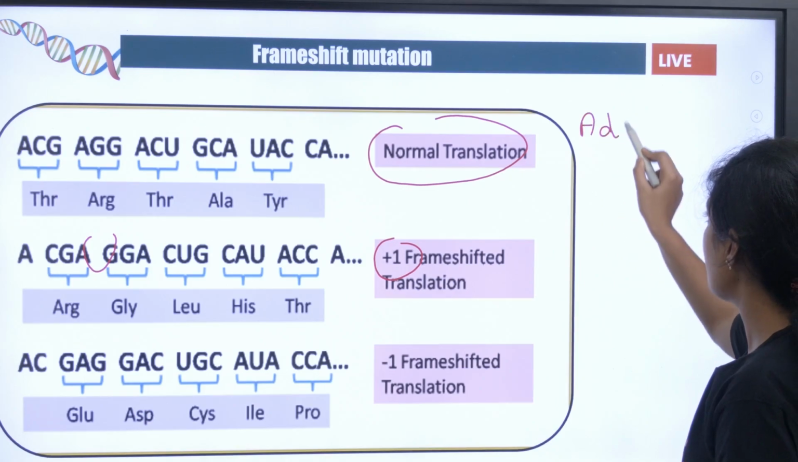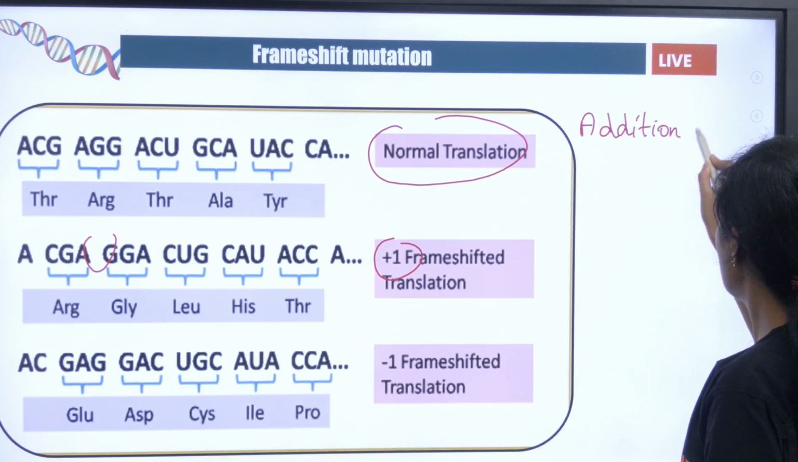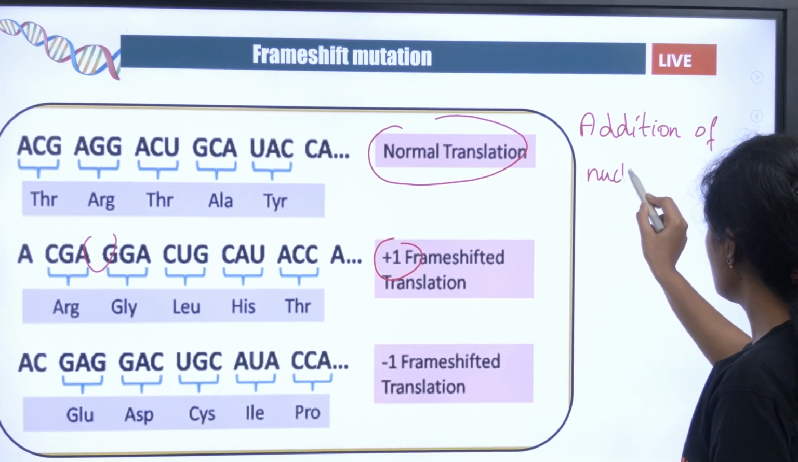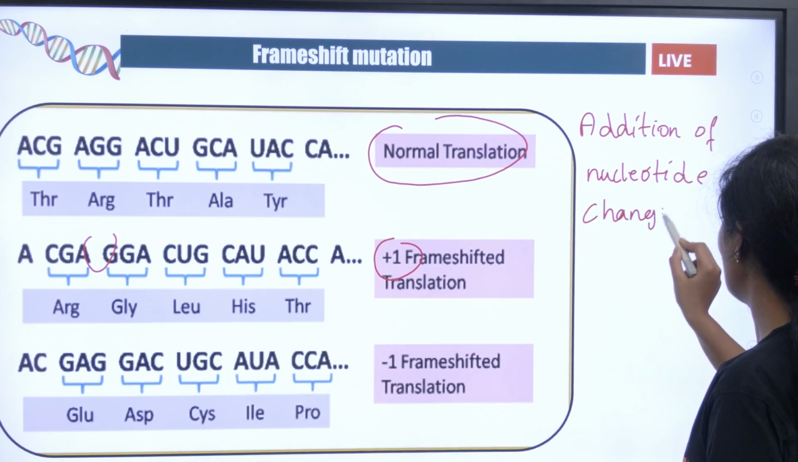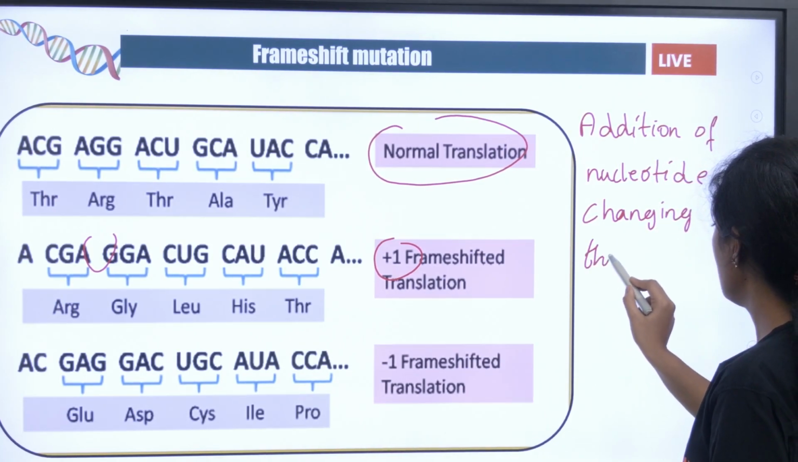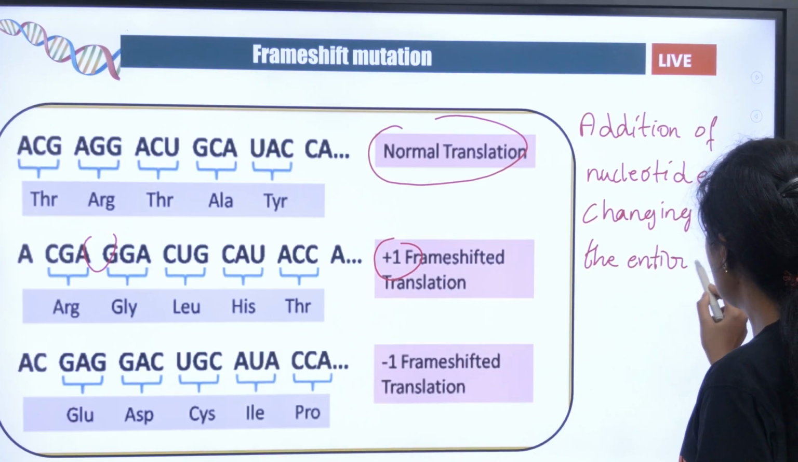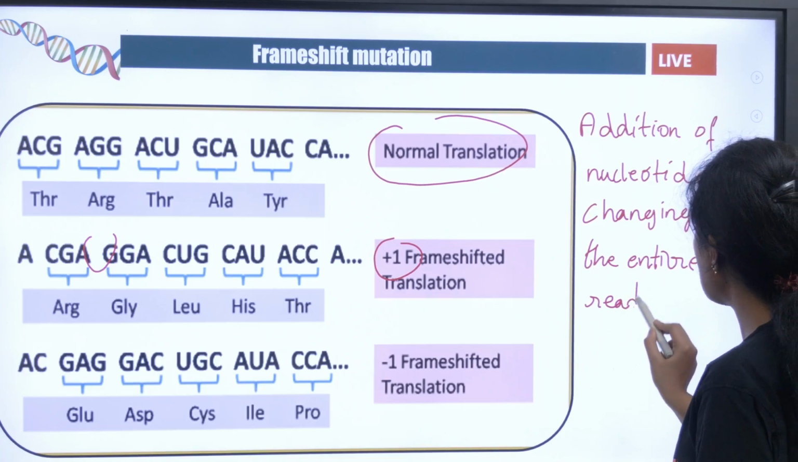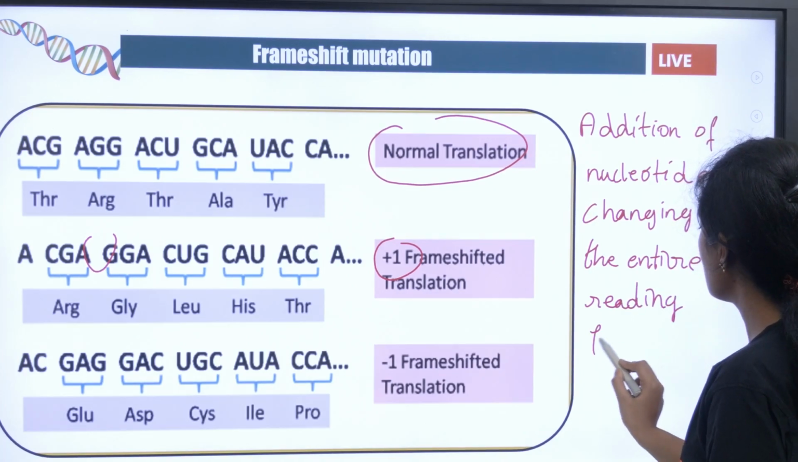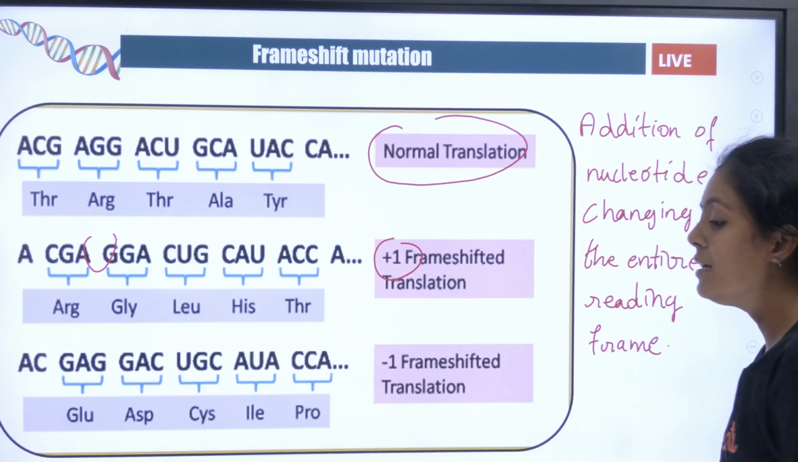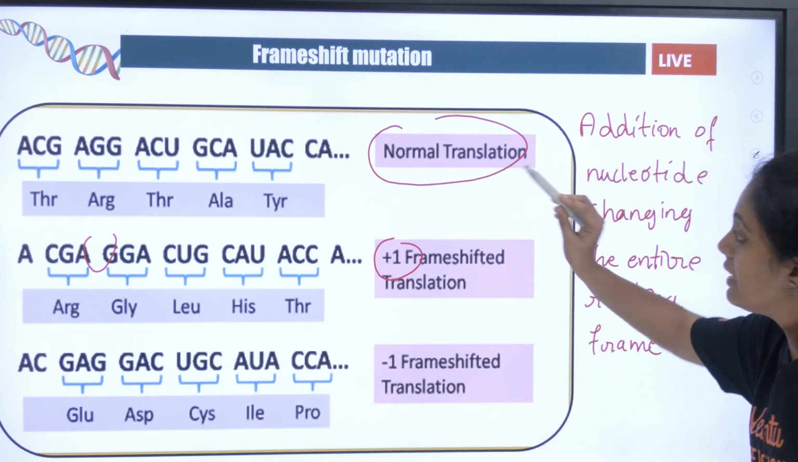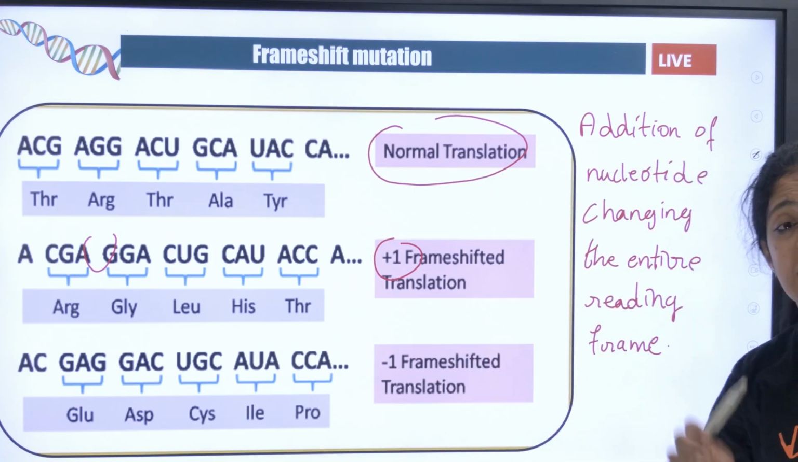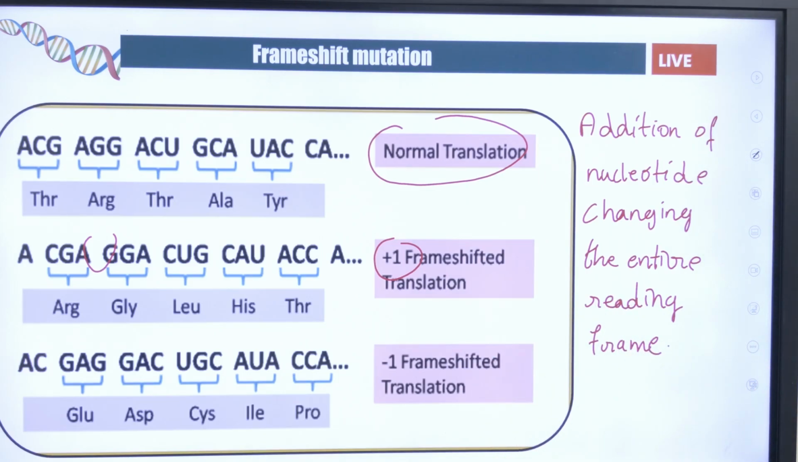So எப்படி நான் வந்து இதை define பண்ணலாம்? Addition of a nucleotide, changing the entire reading frame. Okay, changing the entire reading frame is called as frame shift mutation. Okay, that is what we call as frame shift mutation. So here you can see one nucleotide is deleted, here you can see one nucleotide is added, and you can see the entire change in amino acid sequence. ரொம்ப முக்கியமான விஷயம்.